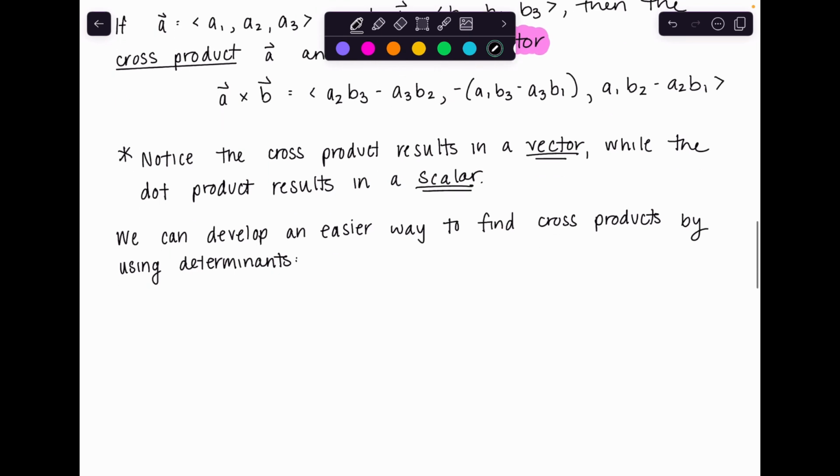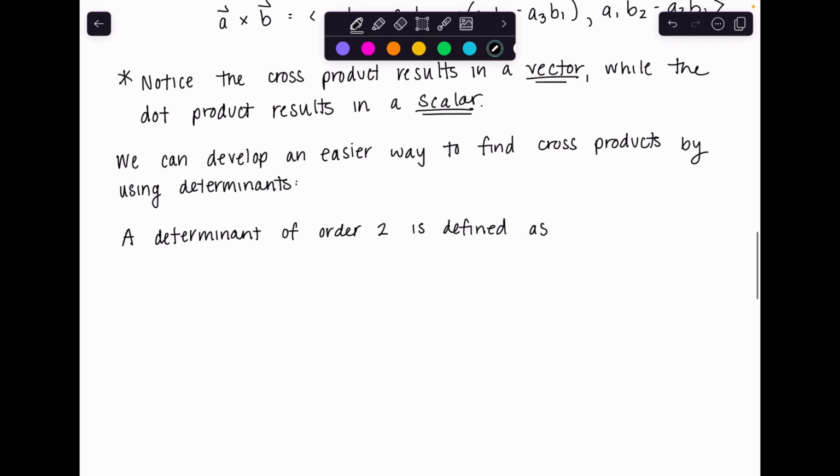So we're going to start with what is a determinant of a 2 by 2 matrix, and we say that is a determinant of order 2. So a determinant of order 2 is defined as the following. We use basically absolute value bars around our matrix. Order 2 means it's a 2 by 2 matrix. Let's say it has the entries A, B, C, D.